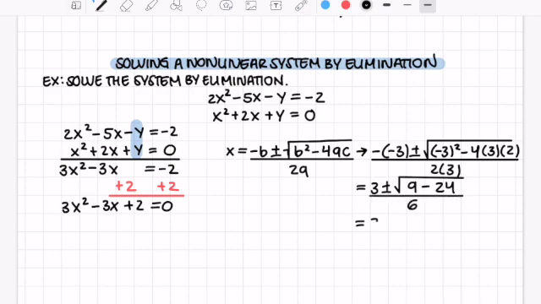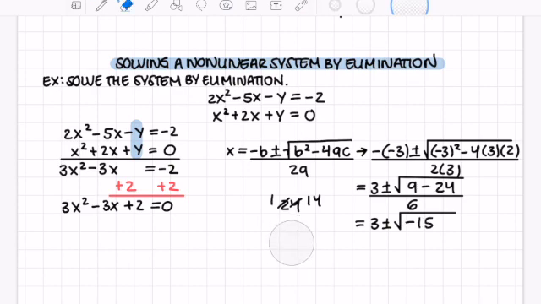So right here I get 3 plus or minus the square root of 9 minus 24, which is negative 15, and on the bottom, we have 6.